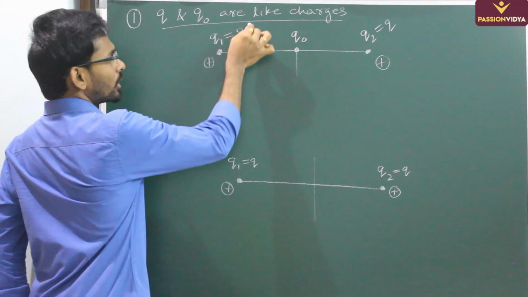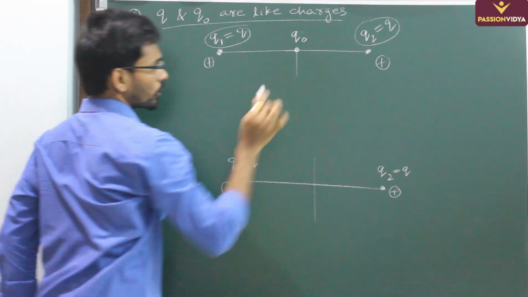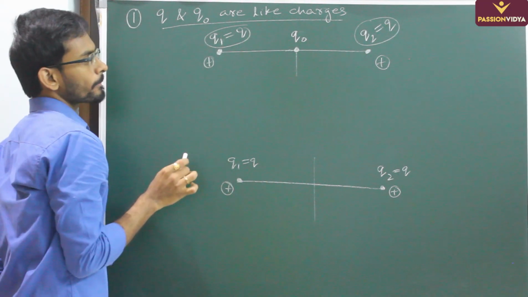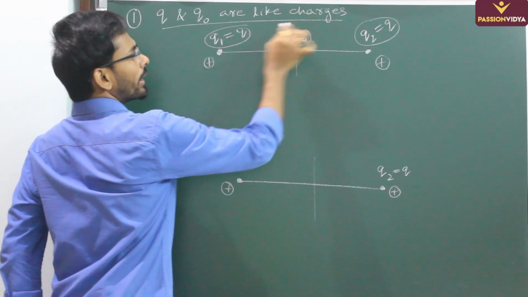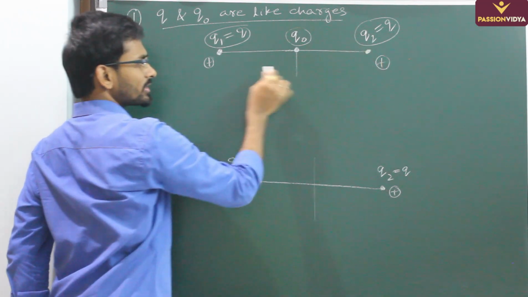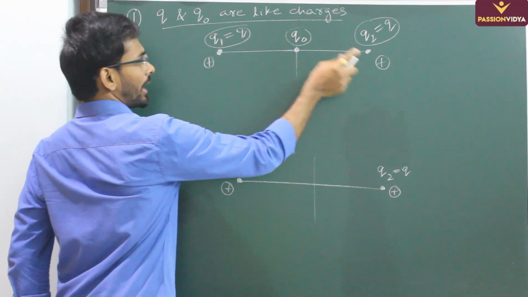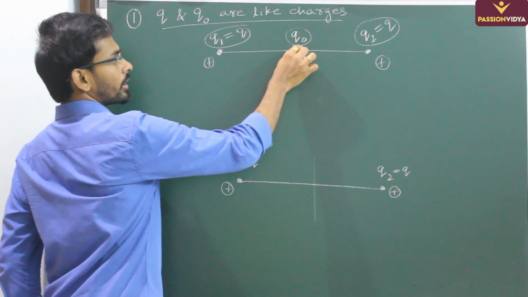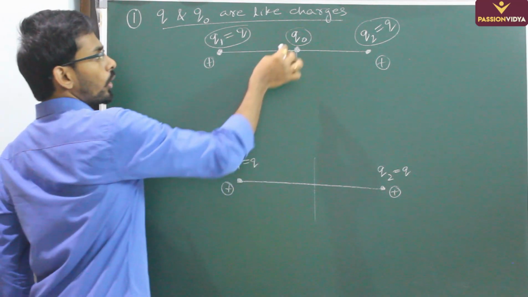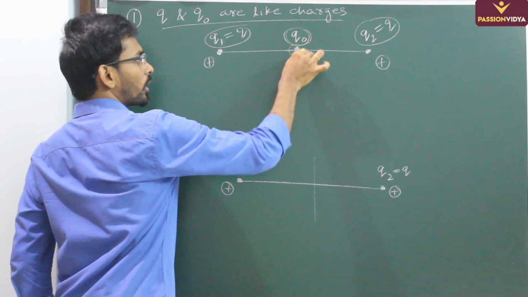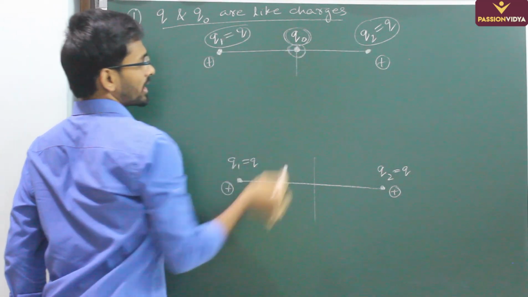Now let us consider two identical charges, q1 is equal to q2 equal to q. As we know, when q1 and q2 are like charges, the test charge has to be in between the two charges, and as the magnitudes of these two are the same, the equilibrium position will be at the midpoint. Now we have figured out the equilibrium position, that is the midpoint of the line joining the two charges.